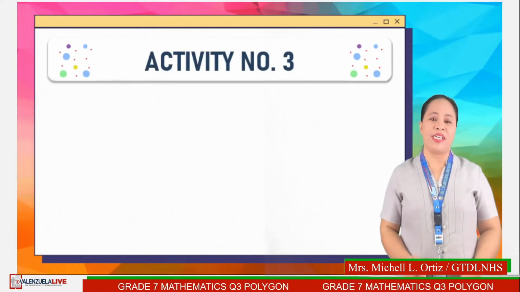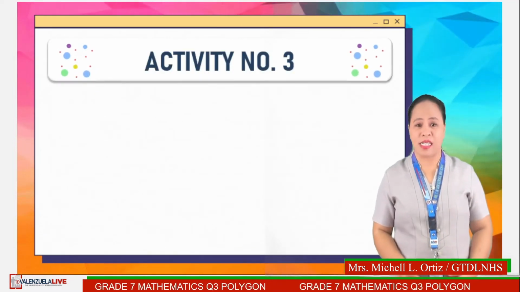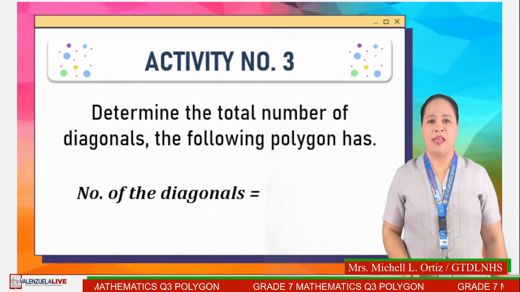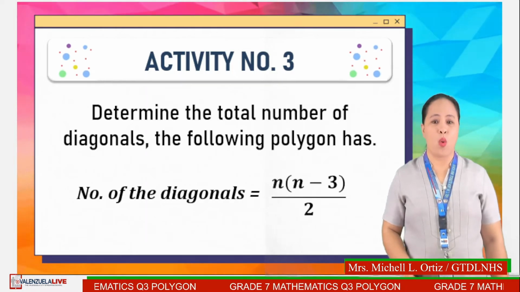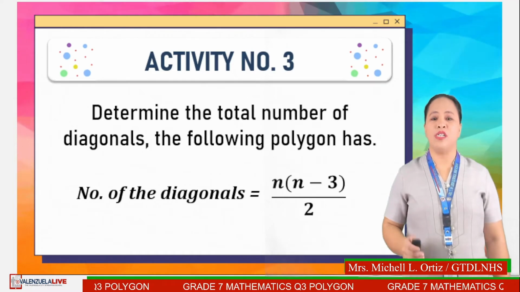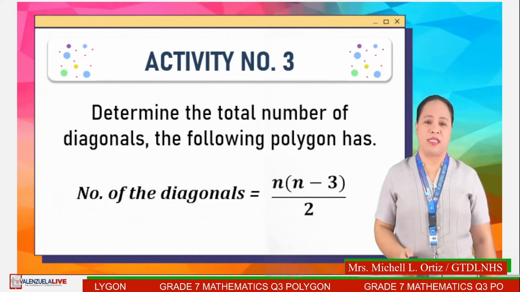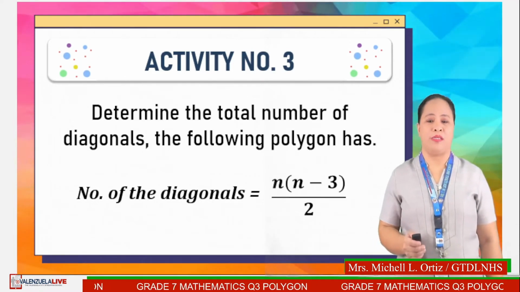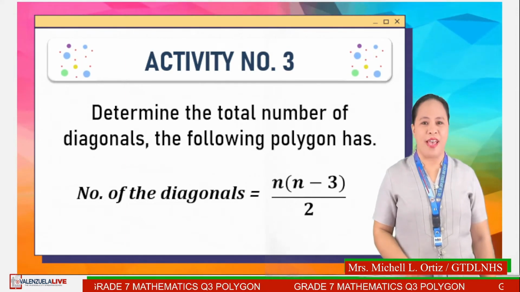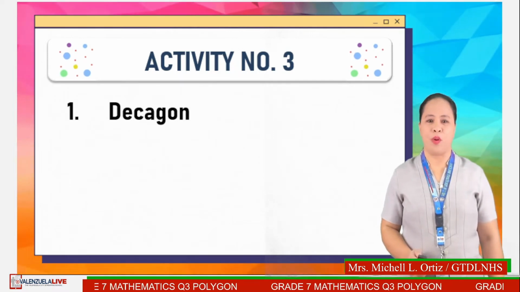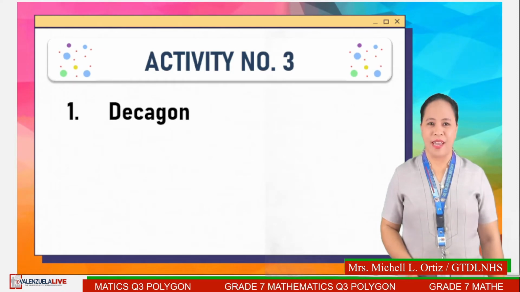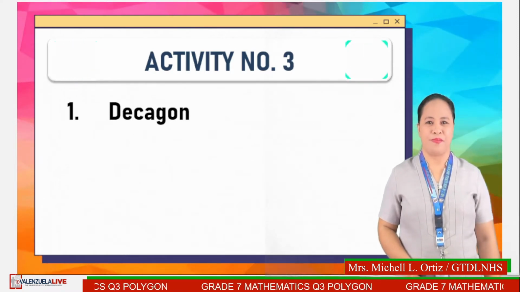Let us now proceed with activity number 3. In this activity, you are going to use the formula n times the quantity of n minus 3 all over 2 to determine the total number of diagonals of the following polygons. Are you ready? You have 5 seconds to key in your answer. Number 1, a decagon. 5 seconds, go!